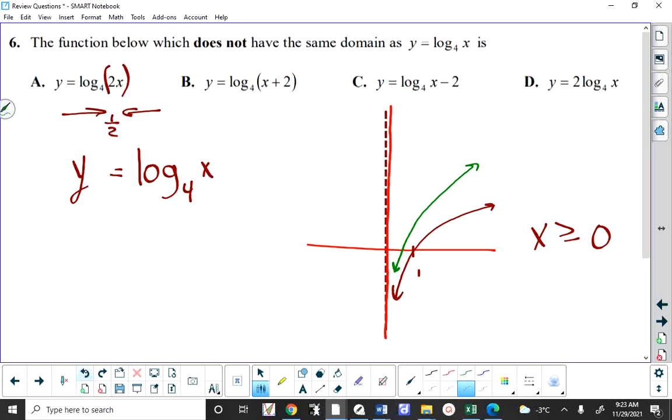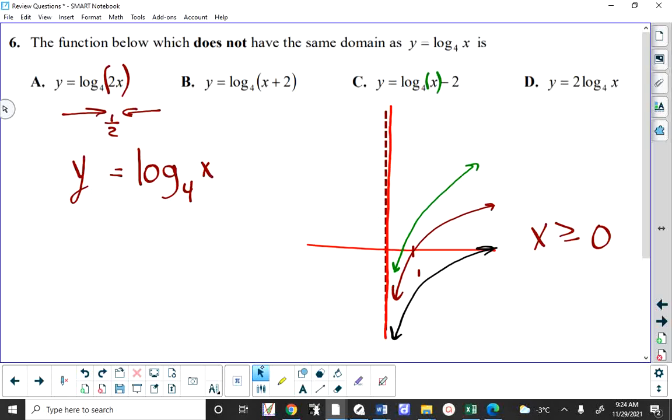When I take a look at C, again, there's a tendency for you to want to group that x and the negative 2 together, but it's not that way. It's log base 4 of x and then minus 2. That means that C would be this graph shifted down 2, which still has that domain.